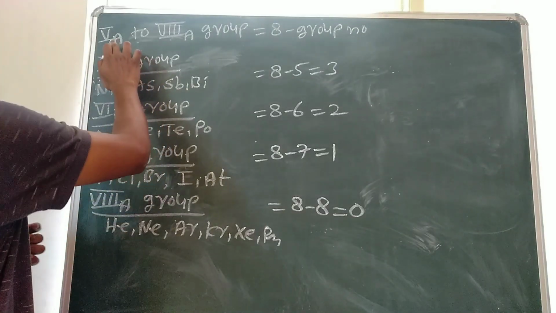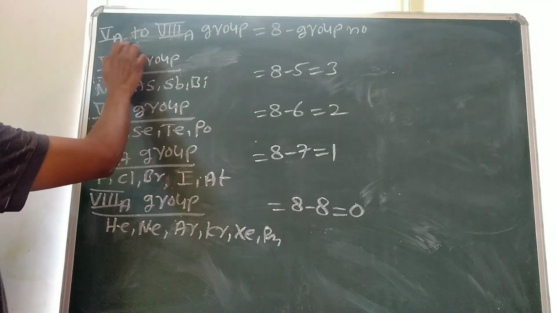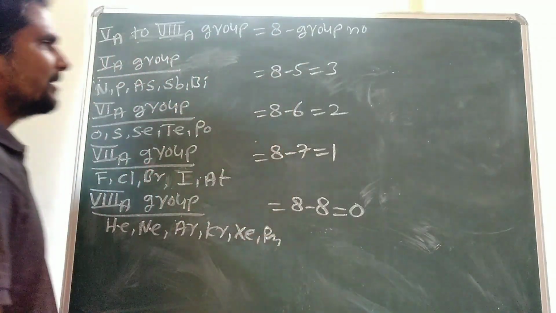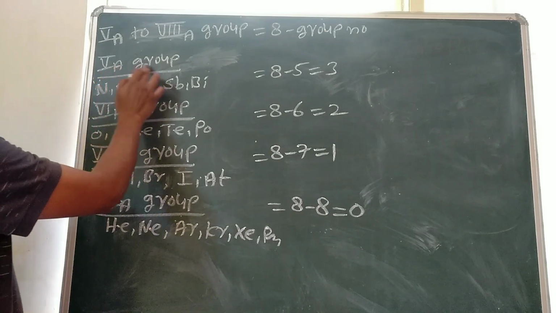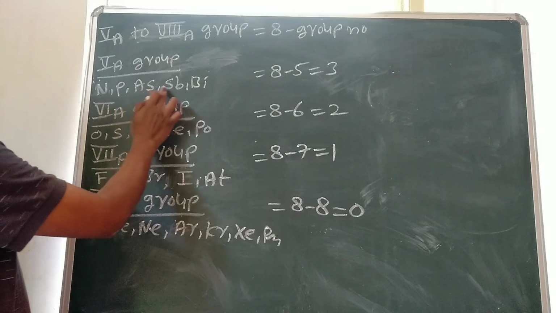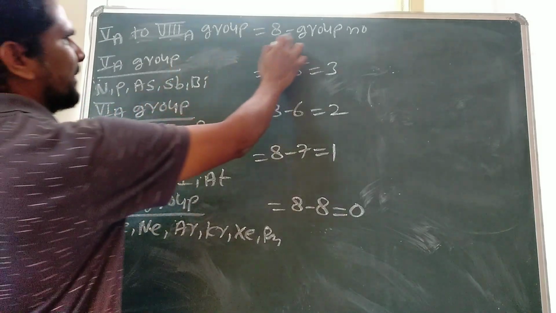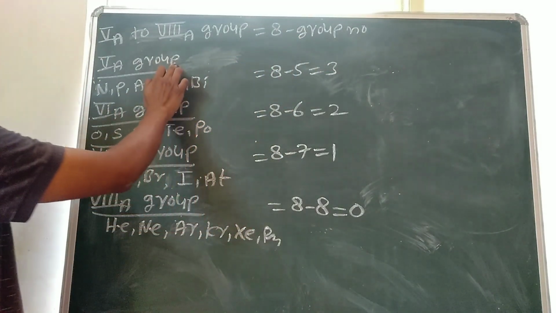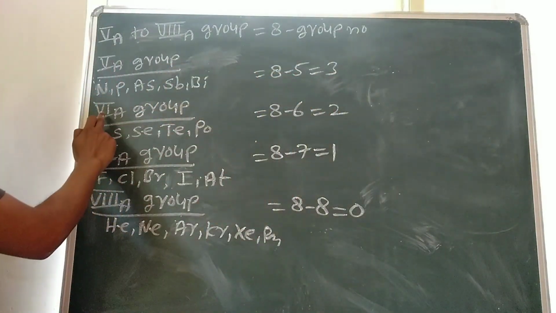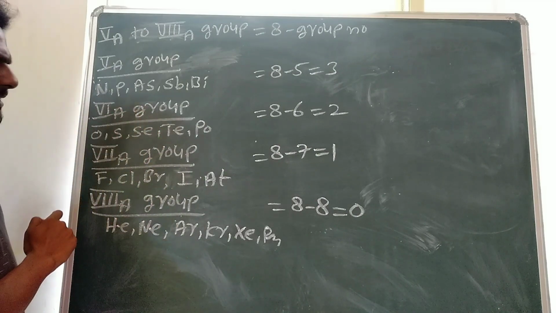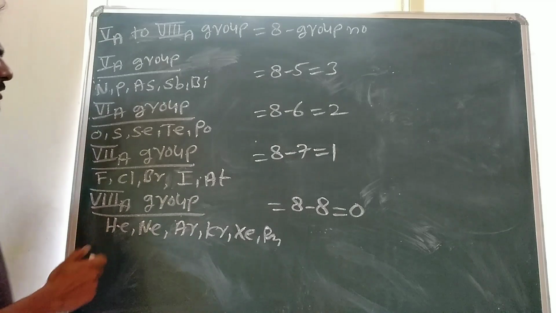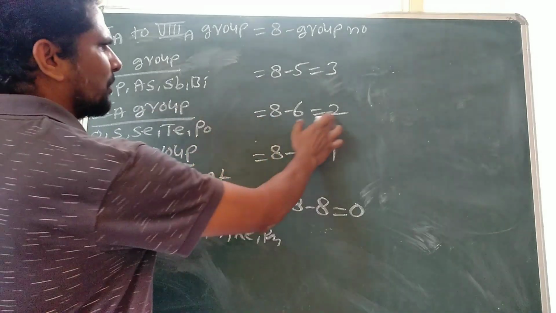Valency of group elements from 5A to 8A group elements: formula 8 minus group number. For example, valency of 5A group elements like nitrogen, phosphorus, arsenic, antimony, bismuth: formula 8 minus group number. These belong to group 5 elements, so 8 minus 5 equals 3. The valency of 6A group elements: oxygen, sulfur, selenium, tellurium, polonium belong to group 6 elements. So 8 minus 6 equals 2.